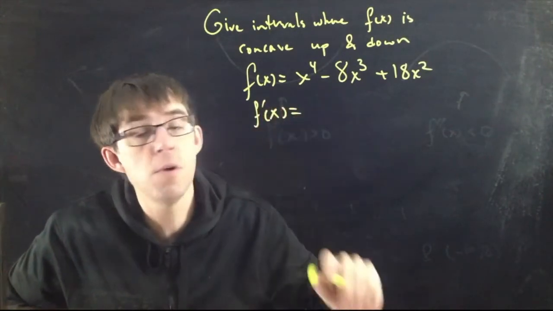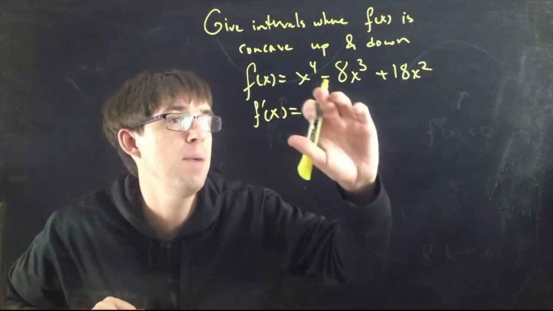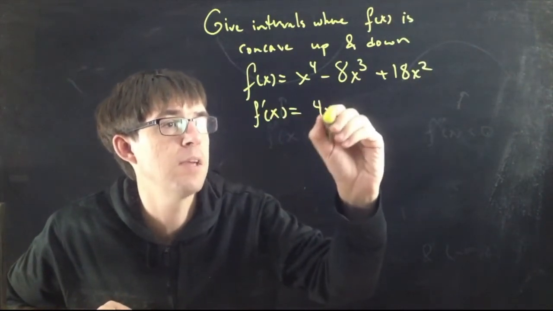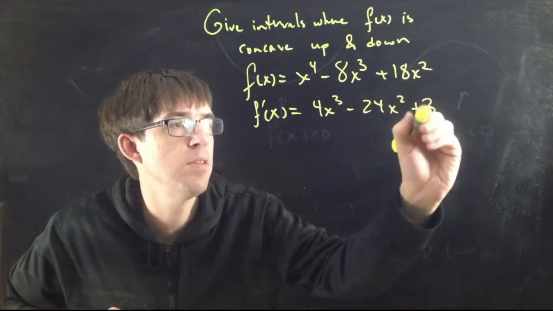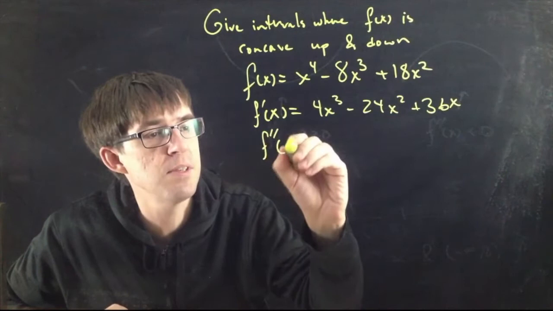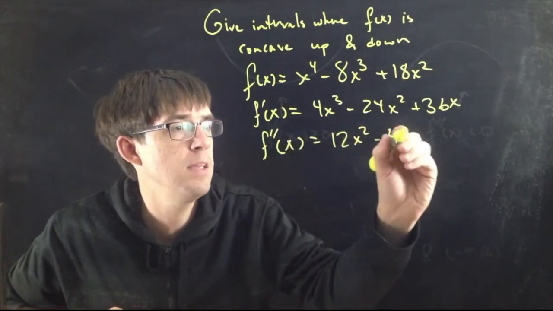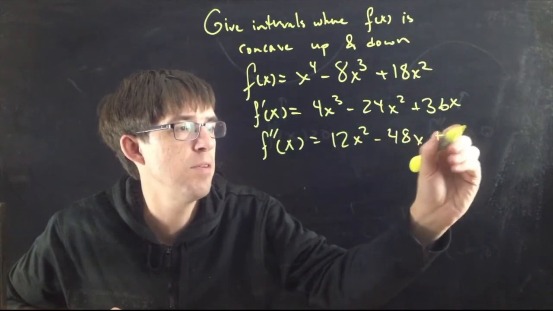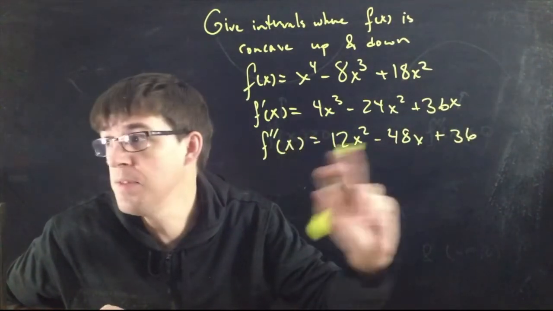So, in order to find the second derivative, you must first find the first derivative, f prime of x. I go through here and take the derivative. I get 4x cubed minus 24x squared plus 36x, right? And then I do the derivative again. This is my second derivative, 12x squared minus 48x plus 36. I'm going to simplify this as much as possible and then determine when this equals 0.